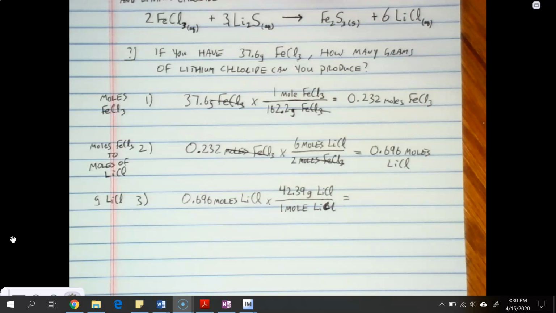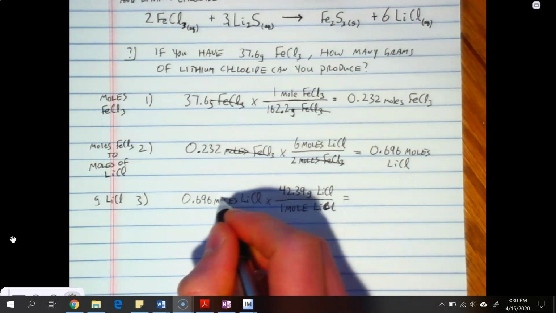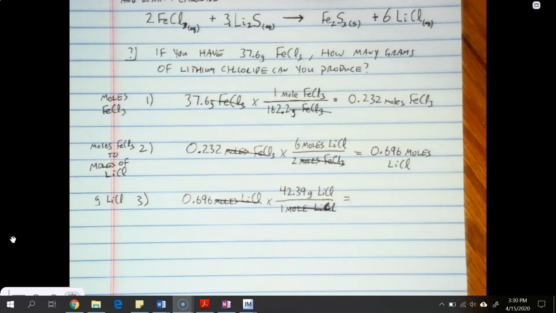Okay. Hopefully you realized that you needed to use your periodic table again and find the molar mass of lithium chloride, because that will give you a gram to mole relationship. All right? When I add the molar mass of lithium and chloride, I get 42.39. And here I'm actually going to put moles on the bottom of my fraction because I want to cancel out moles of lithium chloride. All right?